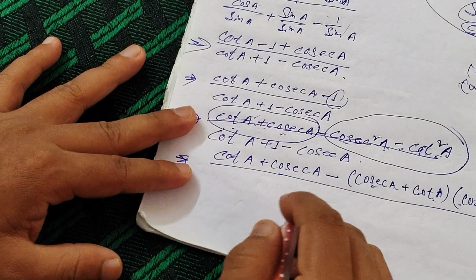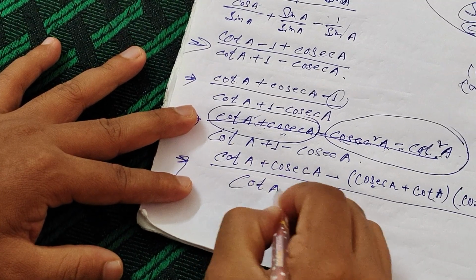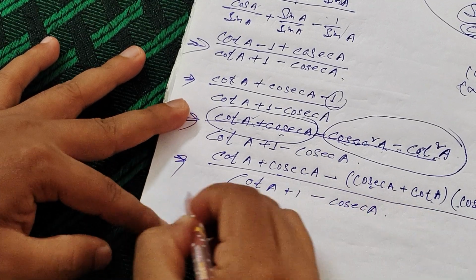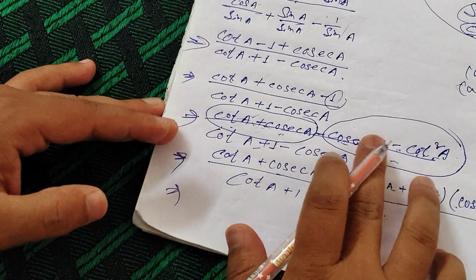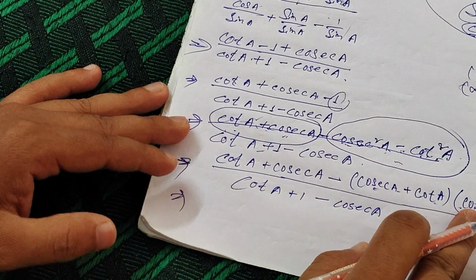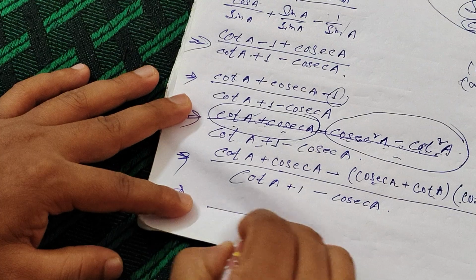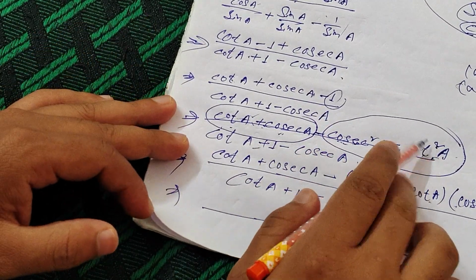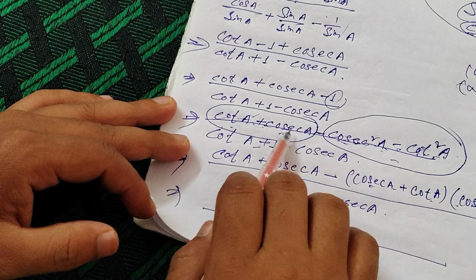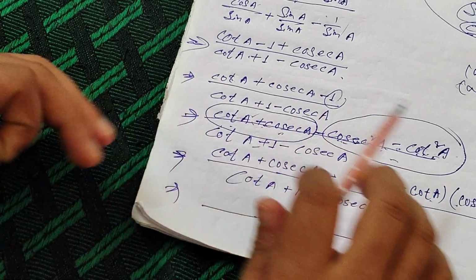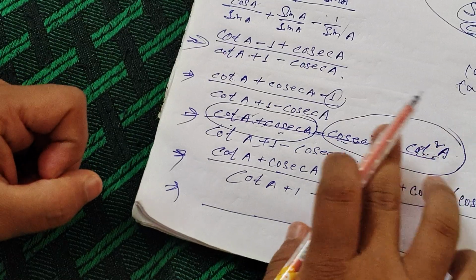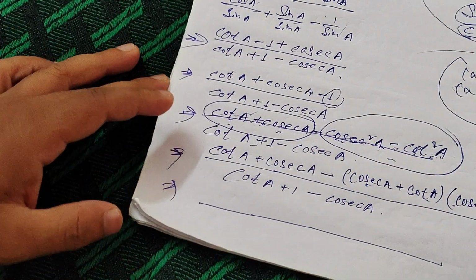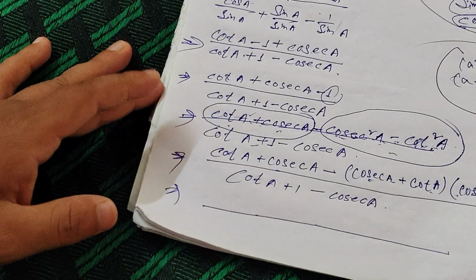Okay, now this is the same. Now we have to take this common. At first we have to solve this and then only we can take the common. Without doing this it's hard. Here is cosec square A, here is only cosec A, here is cot square A, here is only cot A. At first we have to solve this using the formula a square minus b square, and then only we can do.